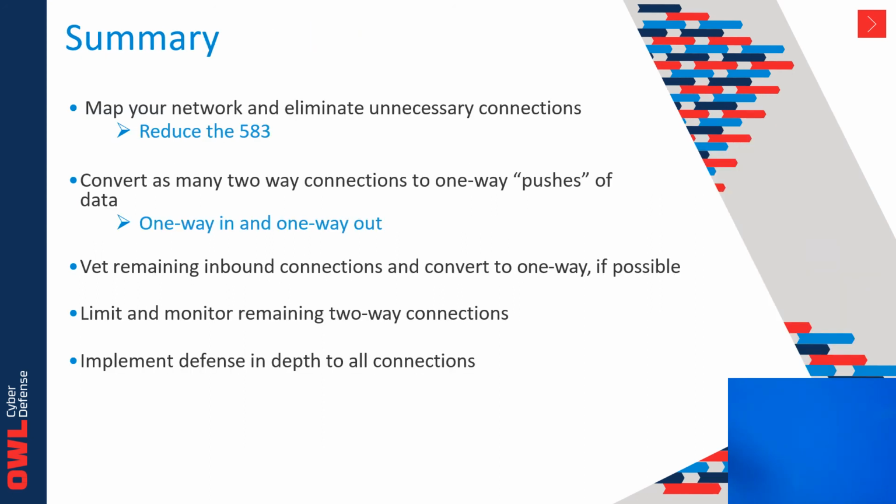Okay, so in summary, map your network, eliminate unnecessary connections, i.e. reduce the 583. Convert as many two-way connections to one-way pushes of data as possible, one-way in and one-way out. Vet your remaining inbound connections, convert, right? Limit and monitor those connections. So whatever you've got in terms of two-way, this is where it is on that risk scale, this is where you're going to apply as many resources as possible, because these are the ones that are most vulnerable. And then make sure to implement defense in depth on all those connections, whether they're one-way or two-way. Always use more than one mechanism to defend your network.